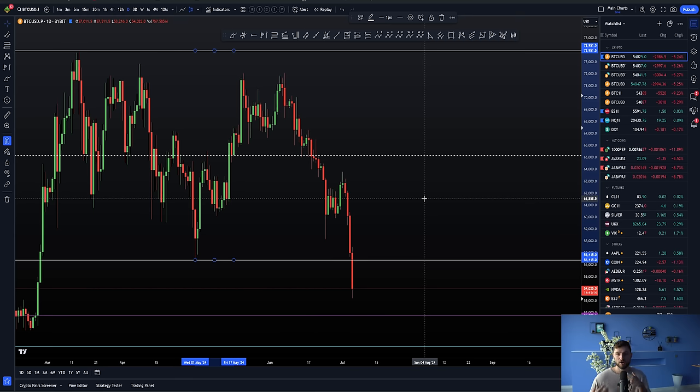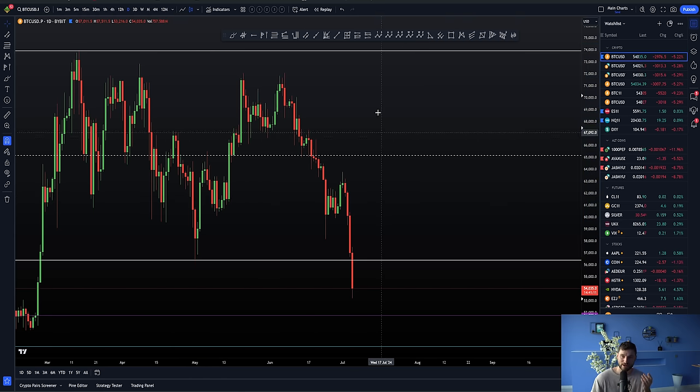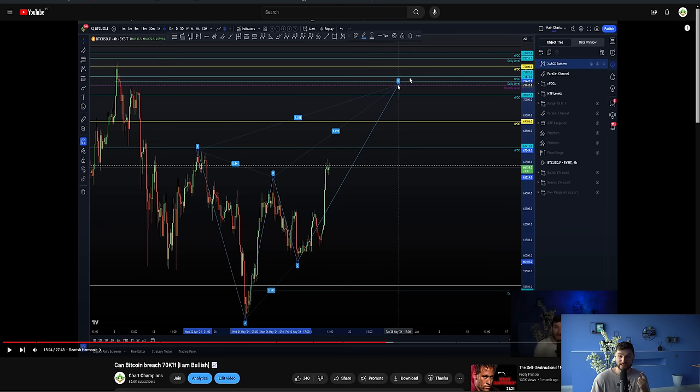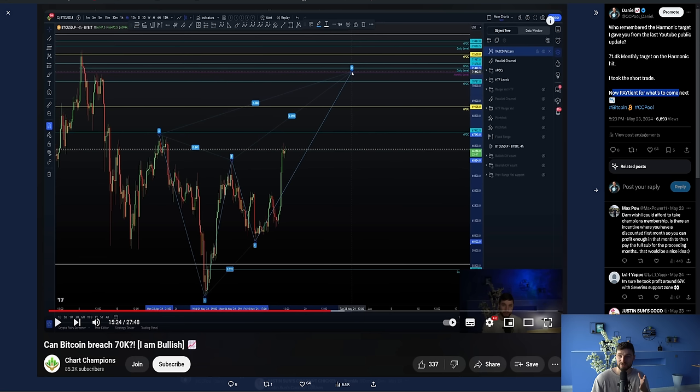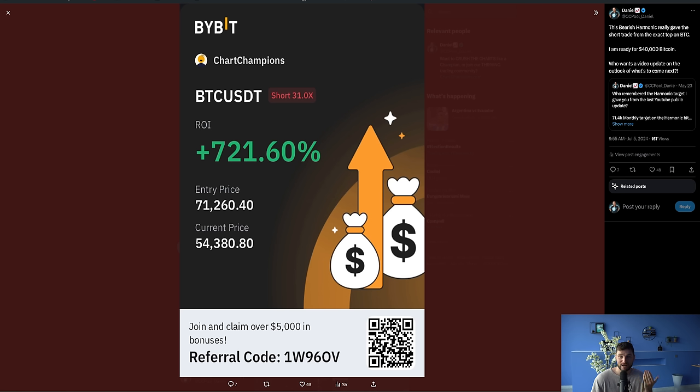So I hope you can understand the way that I'm trading this, how it all originally came around. This short trade came about from, at the time, being bullish, looking up towards $71,000, then the level gets hit, $71,000 target hit, taking the short trade. This was back in May, and here we are in July, sat in that short trade. Am I ready for $40,000? You know it, I absolutely am.